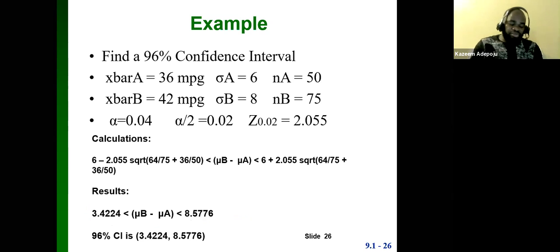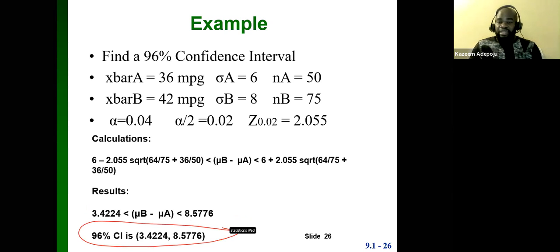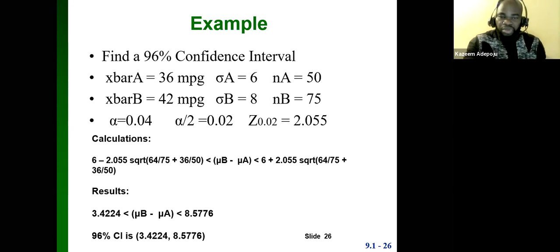So therefore, you're going to say you are 96% confident that the true value of the difference of the means will lie between 3.4224 and 8.5776. And of course, it means they are statistically different.